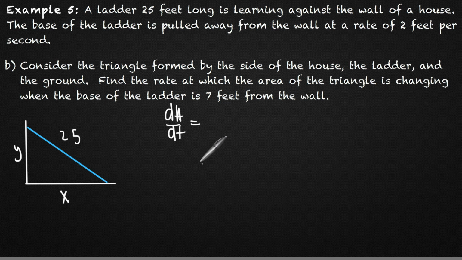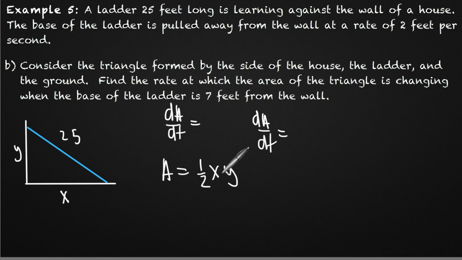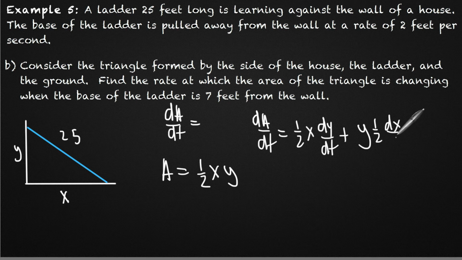So we're going to go ahead and write an equation for area. The area of a triangle is going to be 1/2 base, which is x, times the height, which is y. Now, once again, we don't need to write it in terms of one variable. We're going to take the derivative with respect to t, so we're going to use the product rule. So dA/dt, the first function is 1/2 x, times the derivative of the second, which is dy/dt, plus the second, which is y, times the derivative of the first, which is just 1/2 dx/dt.